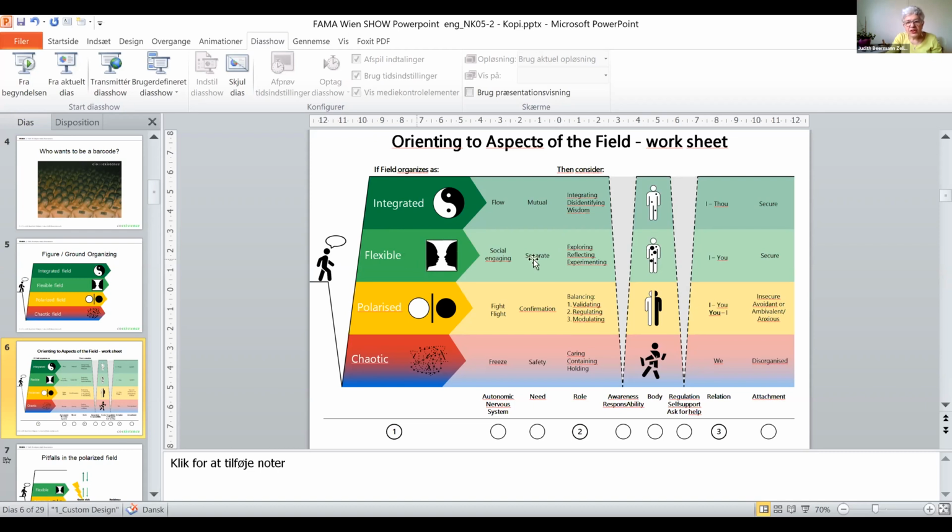So we take the flexible field and we can see here that there is the awareness, which is growing from the chaotic to the integrated, there's much more awareness. And this you know, of course. If we go to regulation and self-support, which is the body mostly, there's very little here, not much in the polarized field. And again, as you can hold more polarities, more of reality, you could say, you can also regulate yourself and have more self-support.